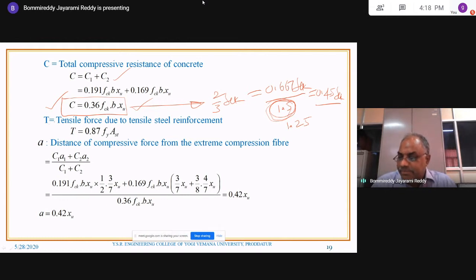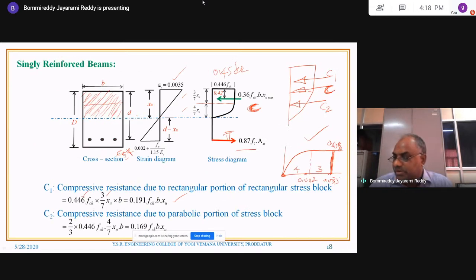Right? Now T, the tensile resistance. Already I told you this is the stress in steel and also the area of the steel. So in the diagram, you can look at C means 0.36 FCK B into XU. There is no maximum. 0.36 FCK into B into XU. And what is T? 0.87 times Fy into AST. So with this, the total concept regarding the singly reinforced beam is over. And accordingly, you can calculate some of the things further.